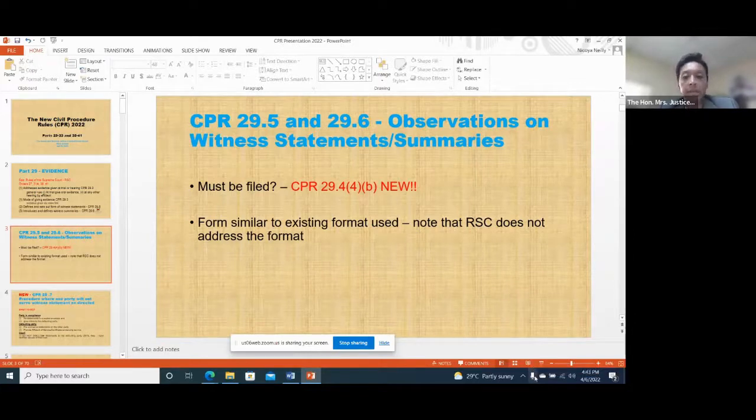And so that is something that I wish to draw to your attention as a potentially new provision. And like I said, I say it in that fashion because we know that these are draft rules and subject to change. But at the moment, there appears to be a requirement to file witness statements and witness summaries.